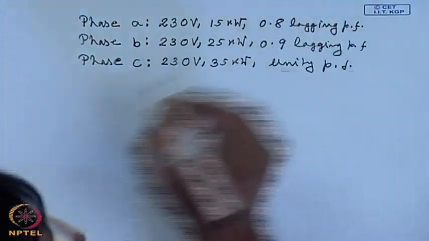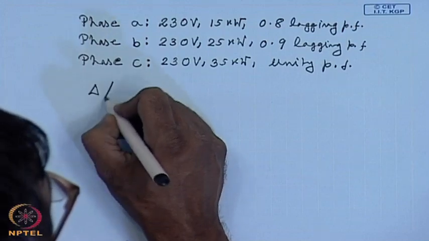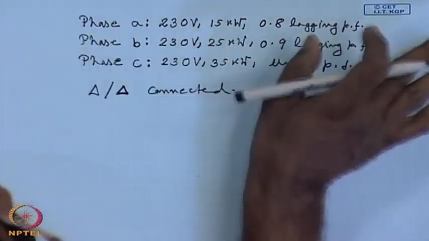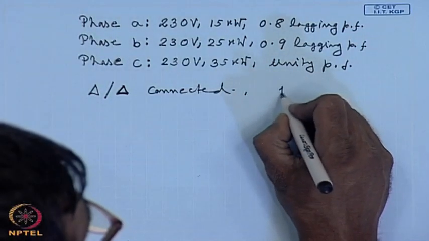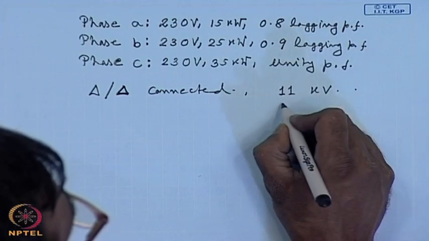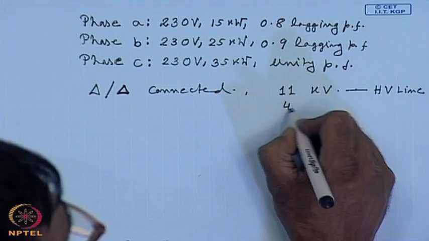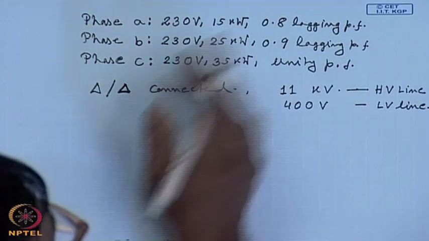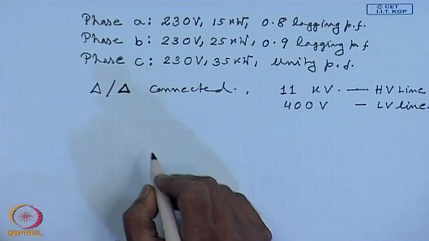Now, let us say the transformer is delta-delta connected with no neutral available, and the high voltage side is 11 kV. The HV line voltage is 11 kV, and the LV line voltage is 400 volts. Let us try to find out the voltage across each load phase.